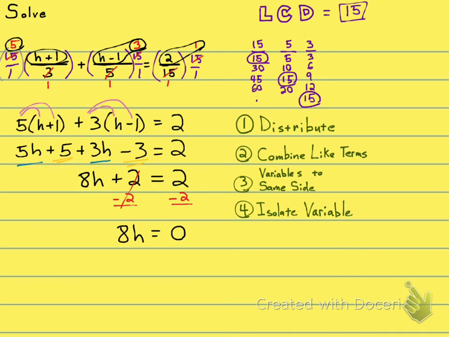We're still trying to isolate and get our grumpy old h, our variable, all by itself. That h is multiplied times the 8. Let's divide both sides by the 8. Drop down your equal sign. On the left we have h, and on the right we have 0 over 8. 0 divided by 8, you could put that in your calculator, and you'll find your answer is 0. Okay, so 0 is a number. It can be the answer.